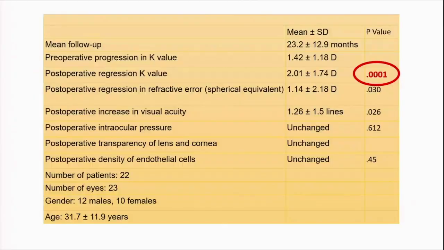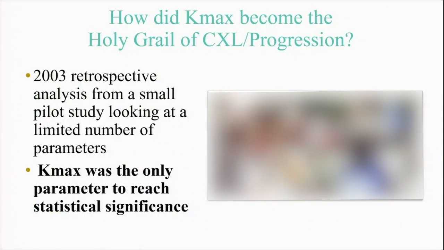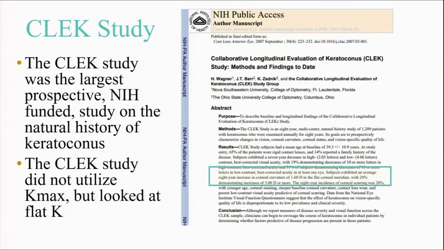And what did they find? Well, in a retrospective analysis, the only value that actually reached statistical significance was the K value. So how did Kmax become the holy grail of cross-linking progression? It was a 2003 retrospective analysis from a small pilot study that looked at a very limited number of patients. And again, Kmax was the only parameter that actually reached statistical significance.